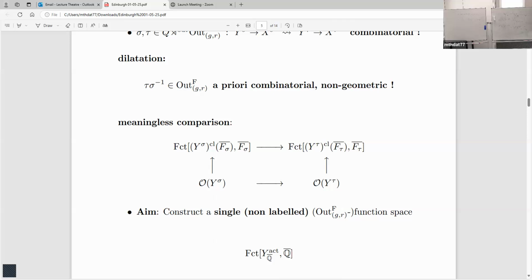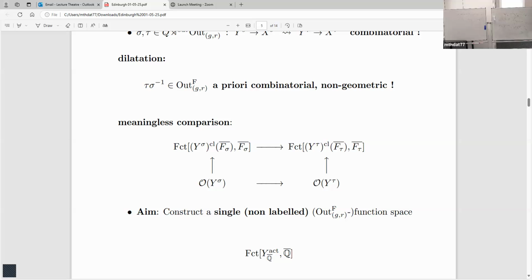So what you want to do, you want to compare the object labeled sigma with the object labeled tau. So one naive approach is that, of course, you have these function spaces labeled sigma, labeled tau. You have the functions labeled sigma, labeled tau, which are contained in here, and you have such a natural diagram where the horizontal maps are natural identifications. But this turns out to be meaningless. So if you want to try to do this, you won't achieve much.